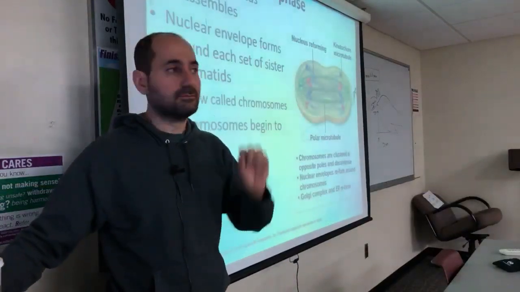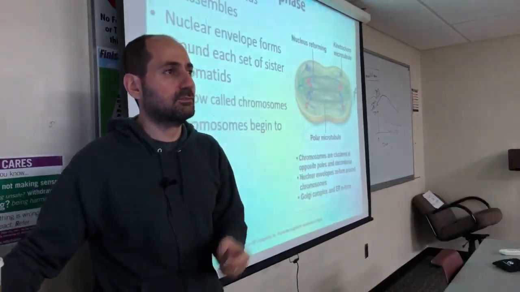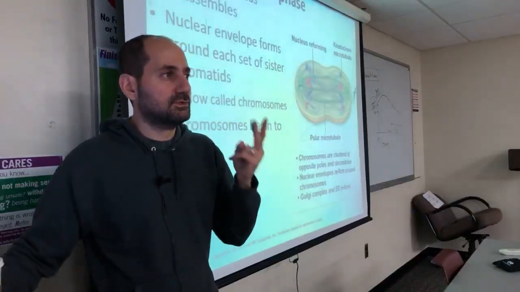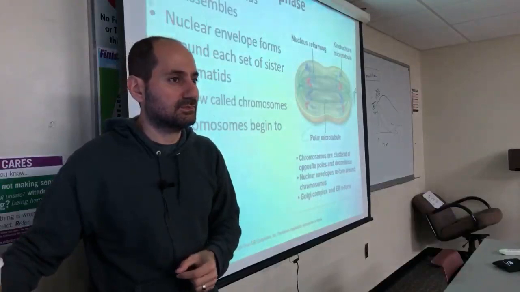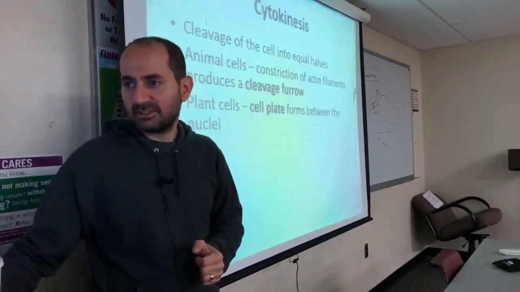So telophase, the main thing to know, is that daughter nuclei form, right? Daughter nuclei form. And what have you achieved? At the end of mitosis, you've achieved 2 genetically identical cells. Good. Then we talked about cytokinesis.